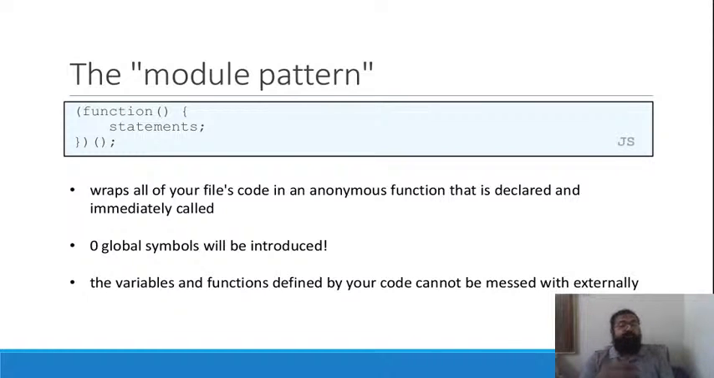So an anonymous function in this particular case is, you can put all your file's code in an anonymous function that is declared and called immediately. So in this case, there will be zero global symbols introduced, and the variables and functions defined by your code cannot be messed with externally, right? So this is another pattern.